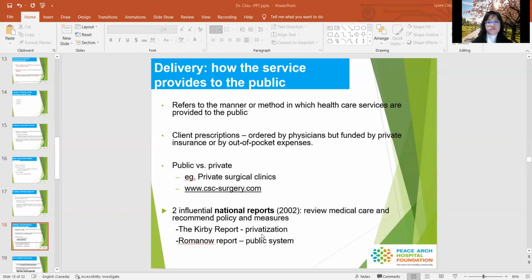There are two influential national reports. They review medical care and recommend policy and measures. The first one, called the Kirby Report, recommends privatization, and the Romanow Report recommends continuing the long sustainable public system.